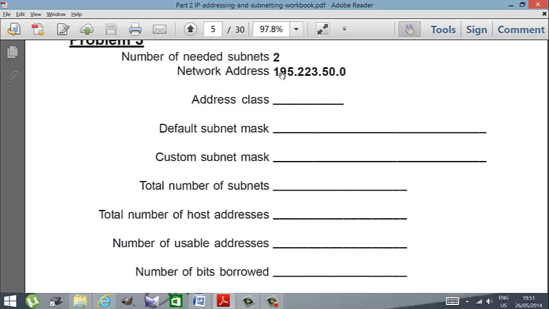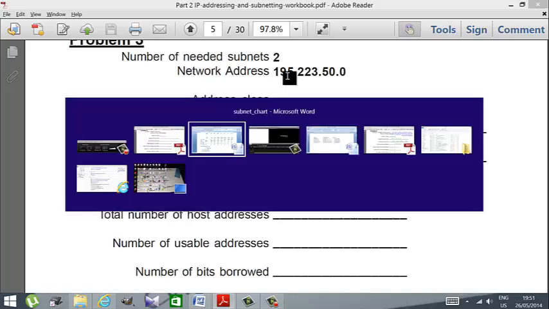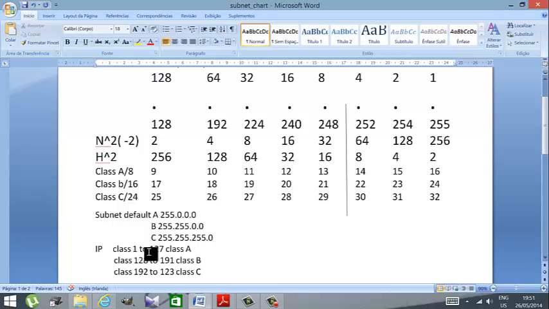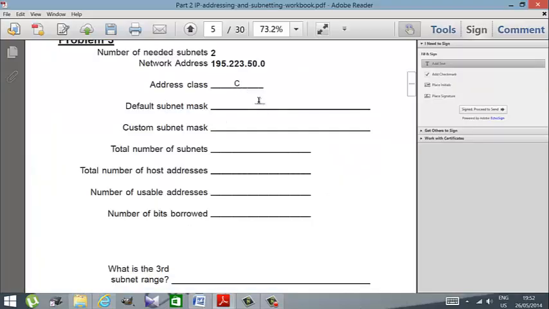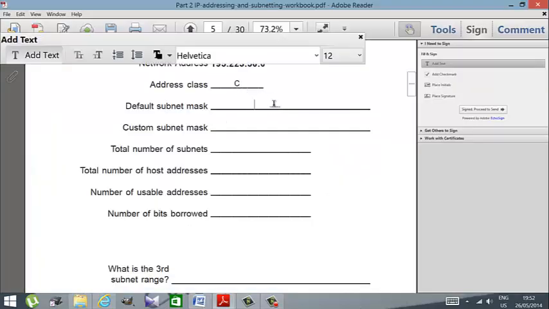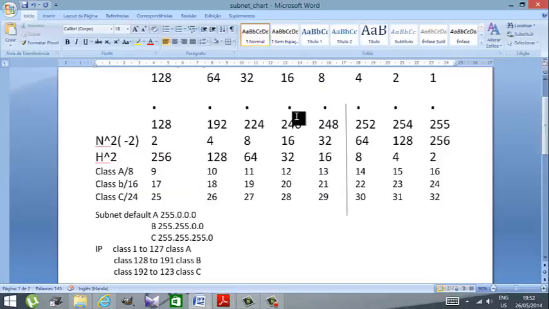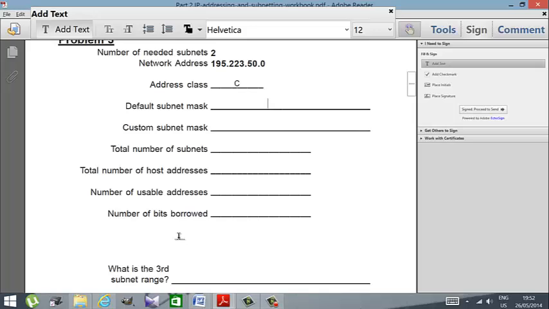If you are not familiar, 195. Here you see from 1 to 127, class A. That one is 195, so it's class C. What's the default subnet mask for an IP address class C? Look in the chart. Class C is 255.255.255.0.